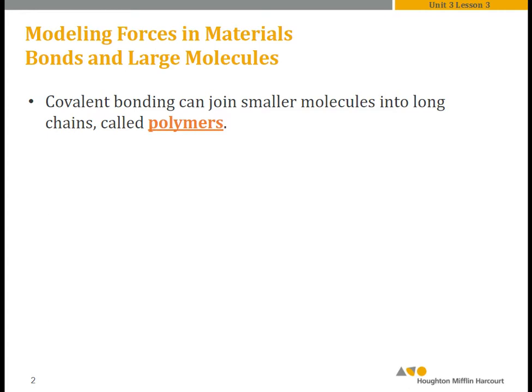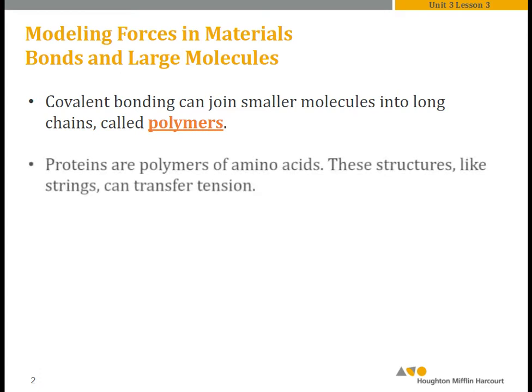Through covalent bonding, we've talked about how there are two main types of bonding that you learn in chemistry, covalent and ionic. Those are not the only types of bonding, but those are what we focus on most often at this level. Covalent bonding can join smaller molecules into these long chains called polymers. The smaller molecules are called monomers. When you put a bunch of monomers together, you get a long chain called a polymer.